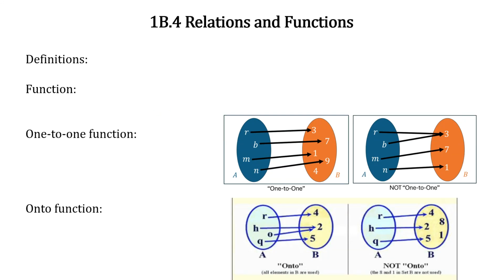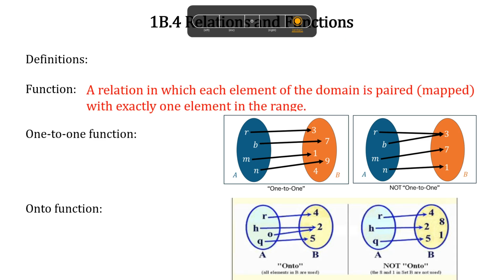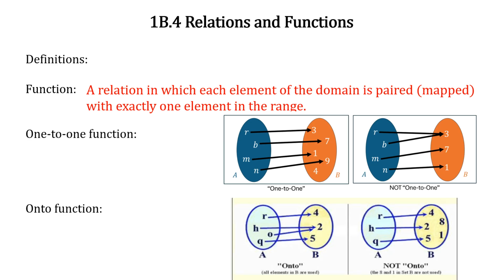Okay, relations and functions. I think by now we know the definition of a function: a relation in which each element of the domain is paired or mapped with exactly one element in the range. Okay, we need to define one-to-one functions and onto functions.